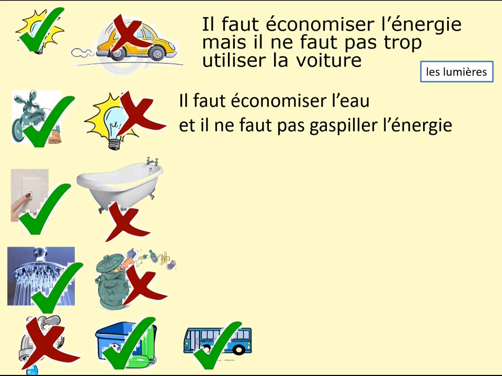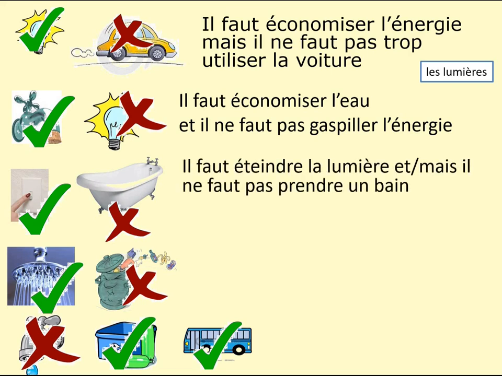Let's check the rest if you are ready. Check with us. So the word for turn off is éteindre. So you could either say il faut éteindre la lumière, you must turn off the light, or you could say you must turn off the lights. Either is fine. Il faut éteindre les lumières, or la lumière, and you could either use and or but.